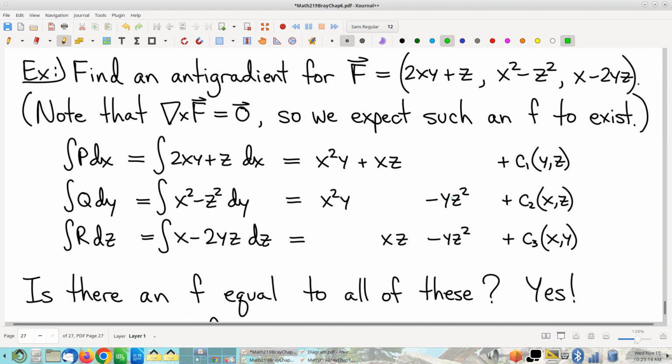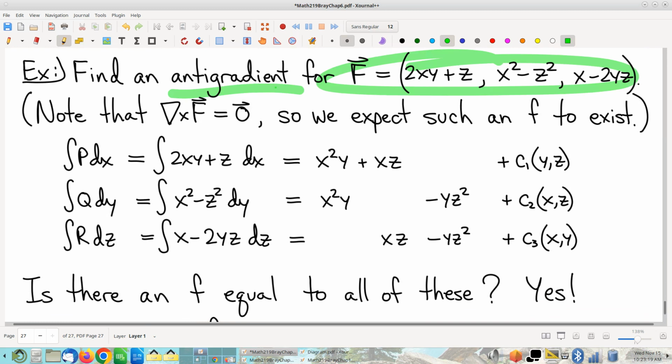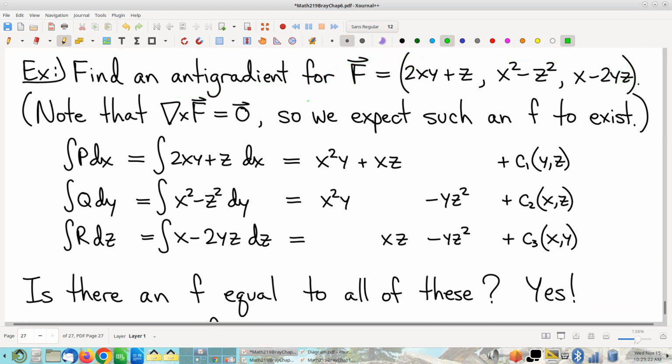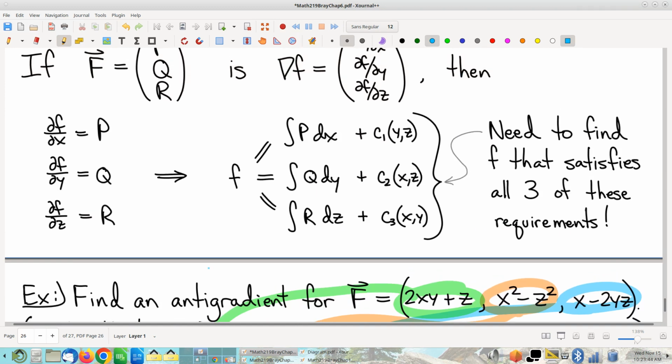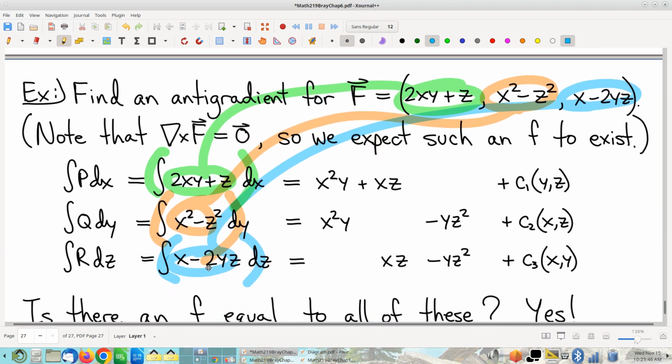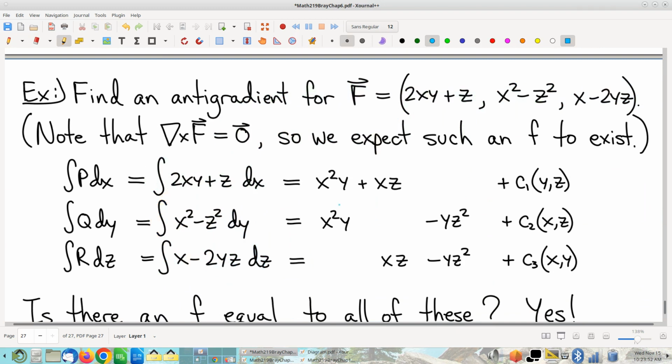And here we go. We want to find an anti-gradient for this vector field here. This vector field has three components. For the first component, I need to take the x antipartial. For the second component, I need to take the y antipartial. And for the third component, I need to take the z antipartial. Again, that's just following the formula from the previous page. So easy to do, no problem. These are all polynomials, no sweat, and you write this down immediately.